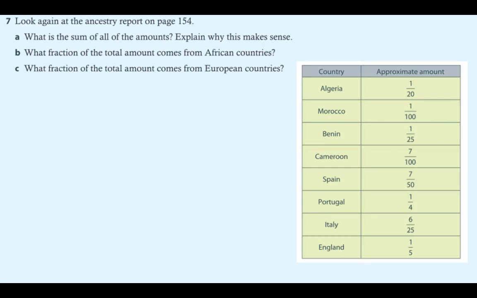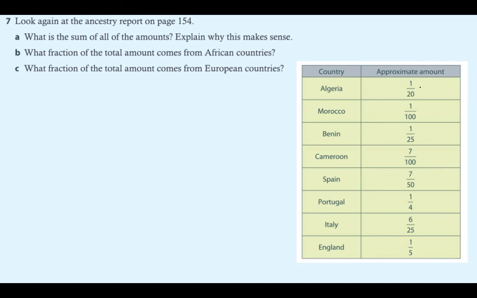Now question number 7. Look at the ancestry report that is on page 154. So I have extracted it here. What is the sum of all of the amounts? It means we need to add all these values. Before adding the fractions, we know that the denominators must be the same. So why not make all the denominators 100?